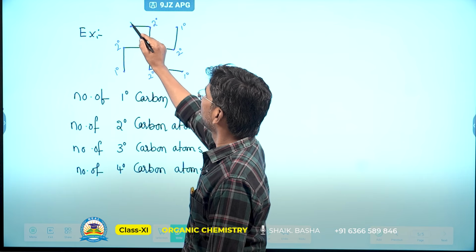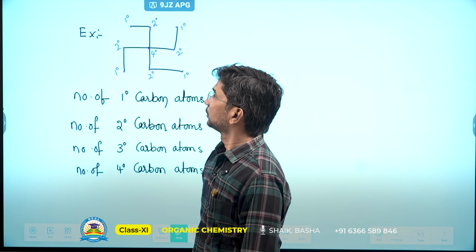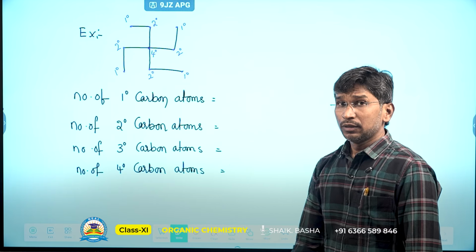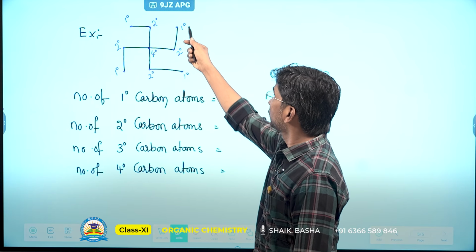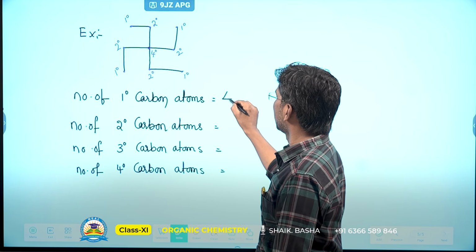Carbon is attached to only one carbon. This is primary. Then, number of primary carbon atoms. How many are there? This is 1, 2, 3, 4. 4 primary carbon atoms are there.